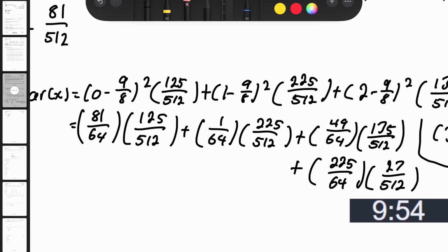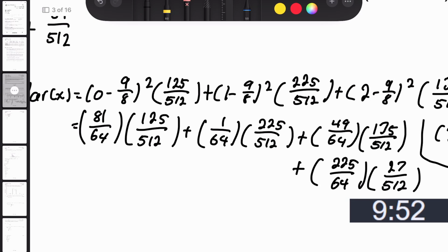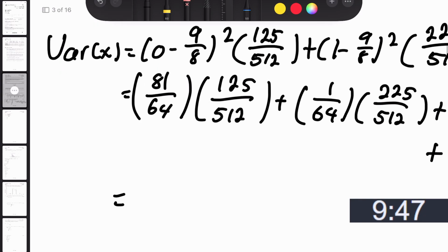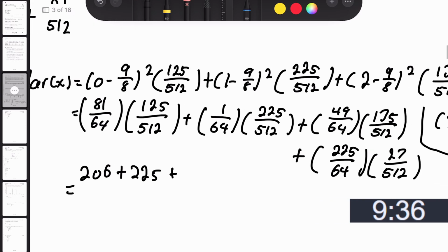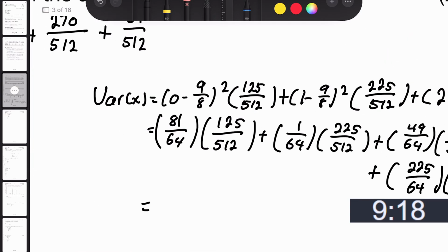Oh wait, I'm stupid. I just have to add up the numerators because these all have the same denominator. Wow, nice one. So 81 plus 125 is going to be 206. I don't have to calculate all of these because they have the same denominator. Oh my god. Wait, no, I do have to calculate them because 81 times 125. What is happening? Times 125. There's no way they expect me to do that.